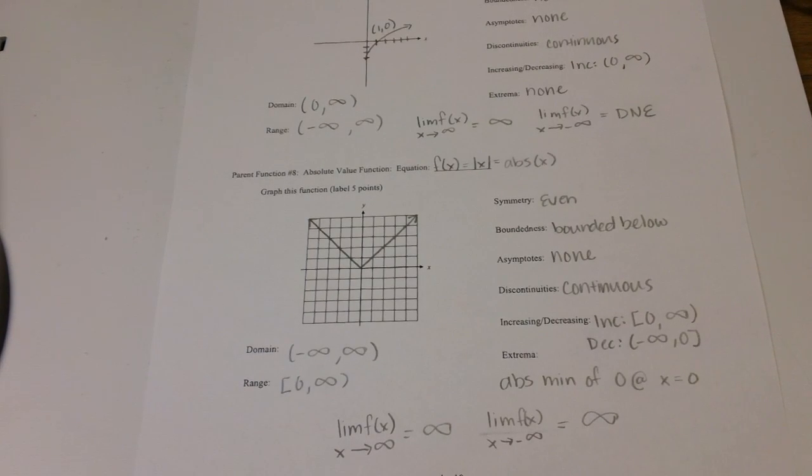The function, the absolute value of x, has even symmetry, and it's bounded below. It has no asymptotes, and it is continuous. And it increases from 0 to infinity and decreases from negative infinity to 0. The extrema is the absolute minimum of 0 at x equals 0. The domain is from negative infinity to infinity. The range is from 0 to infinity. The limit as x approaches infinity is infinity, and the limit as x approaches negative infinity is infinity.